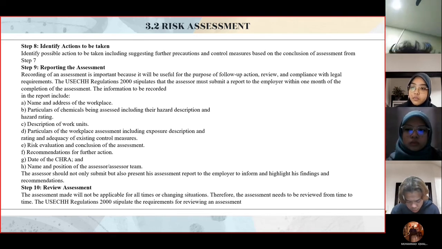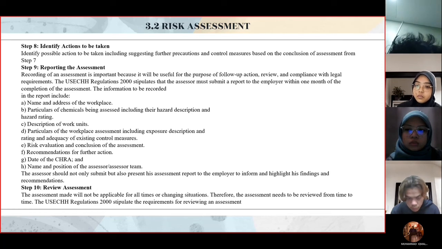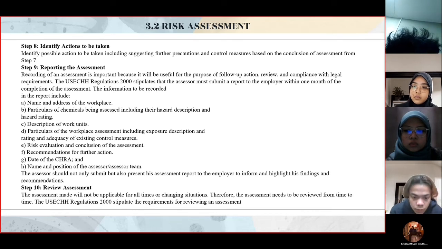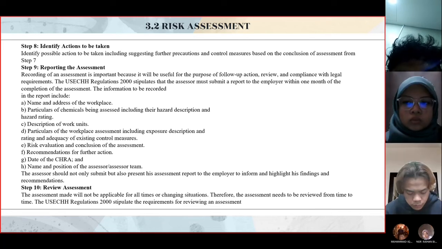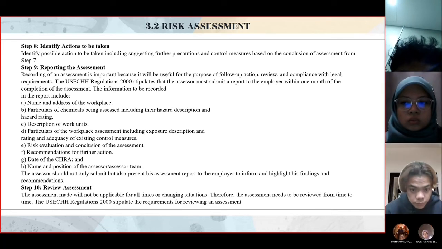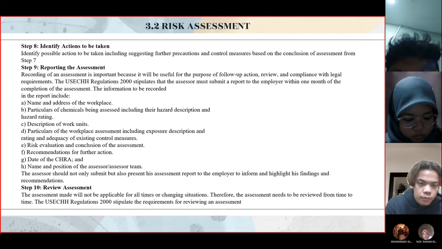Step 10. Review assessment. This assessment will not be applicable for all times and changing situations. Therefore, the assessment needs to be reviewed from time to time. The USECHH Regulations 2000 stipulate the requirement for reviewing an assessment.